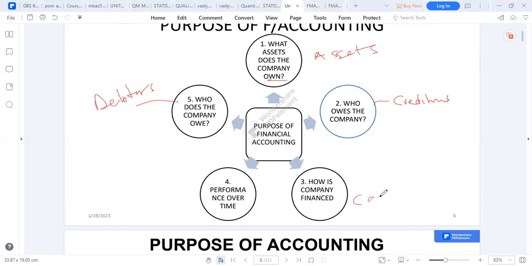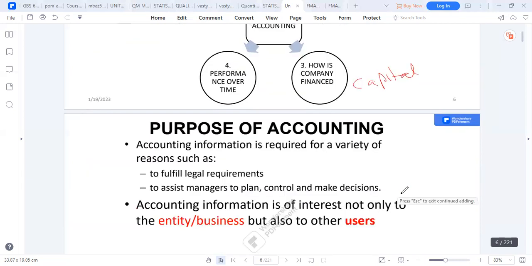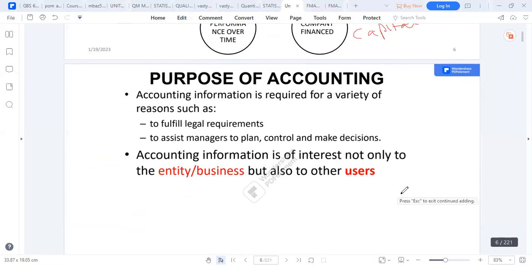This is what we call the capital structure. It can come from debt, it can come from retained earnings, it can also come from our own equity, which is capital that is put in. So accounting information is required to fulfill the legal requirements, also to assist managers to plan, control, and make decisions. And so we want to understand that financial accounting is not only important to business entities, but to you and me, who are not even part of the business, we are called users.